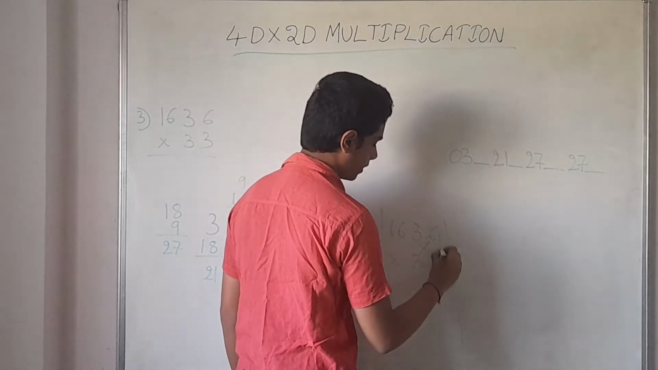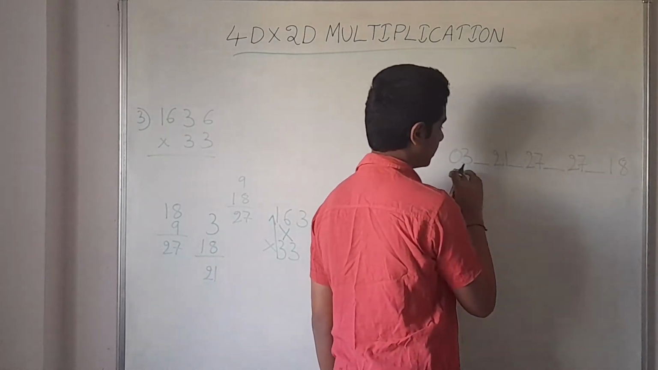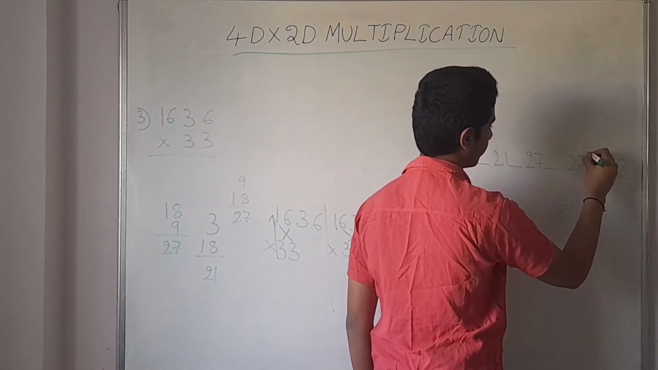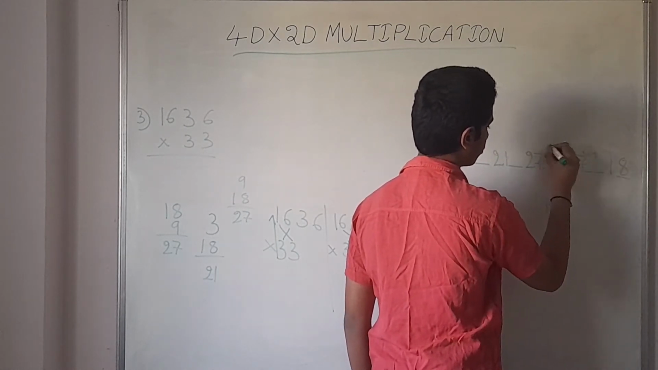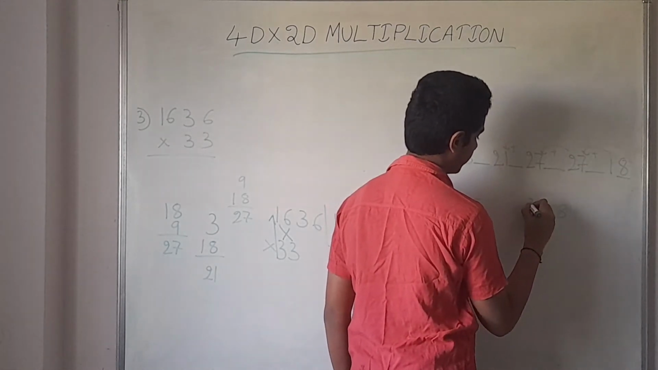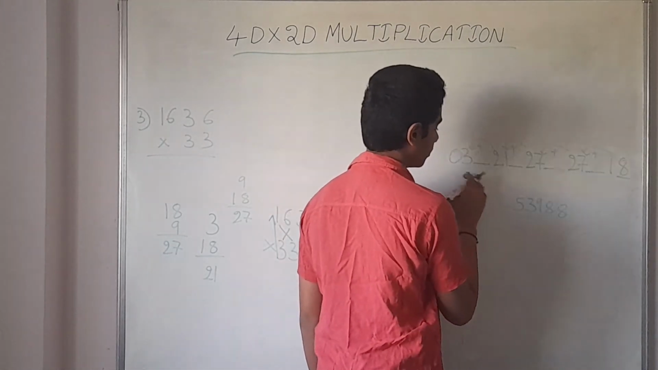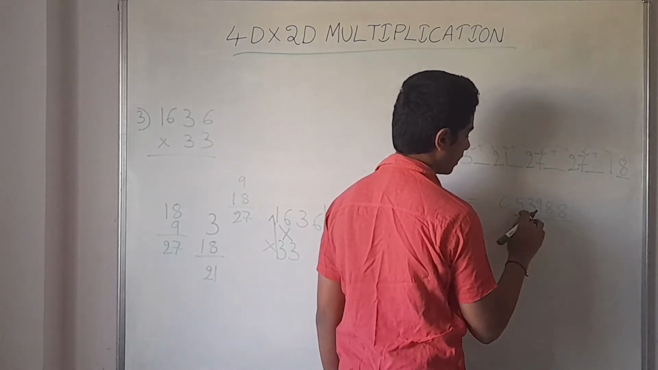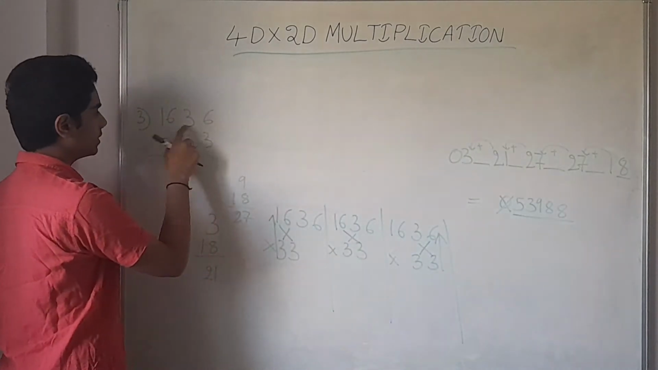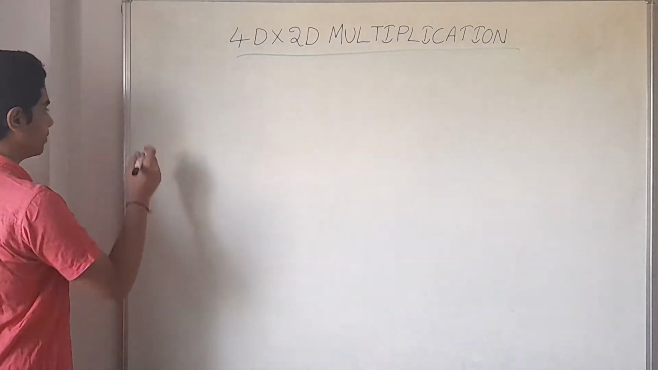At last we should multiply 6 into 3, that is 18. Now we should add these all. First we should write 8 as it is and add 1 plus 7. 8, 2 plus 7, 9, 2 plus 1, 3, 2 plus 3, 5. We have 0, so if we write 0 also, the answer will be 53988. So no need to write 0. 1636 into 33 is 53988. Let's take another example.